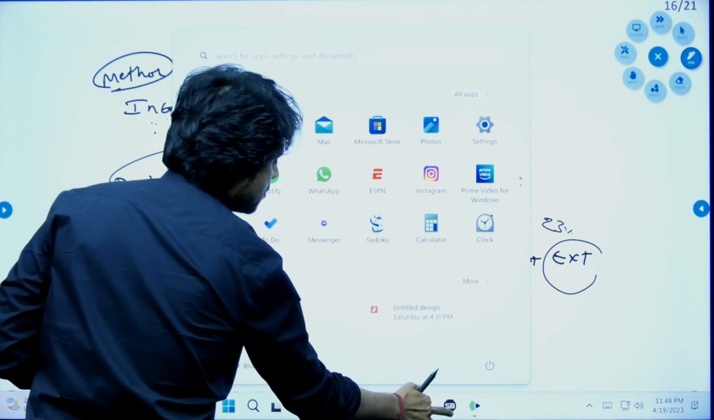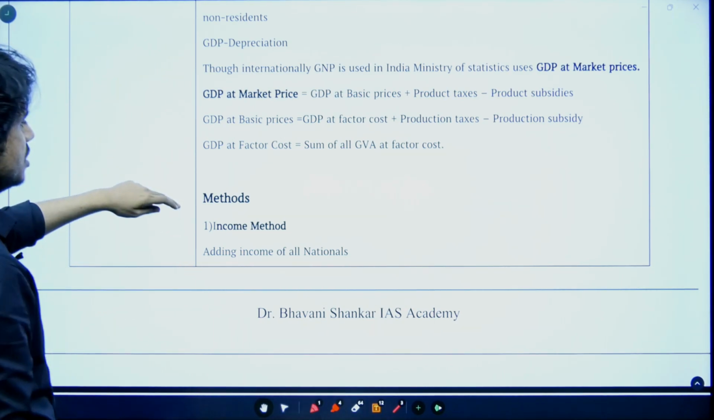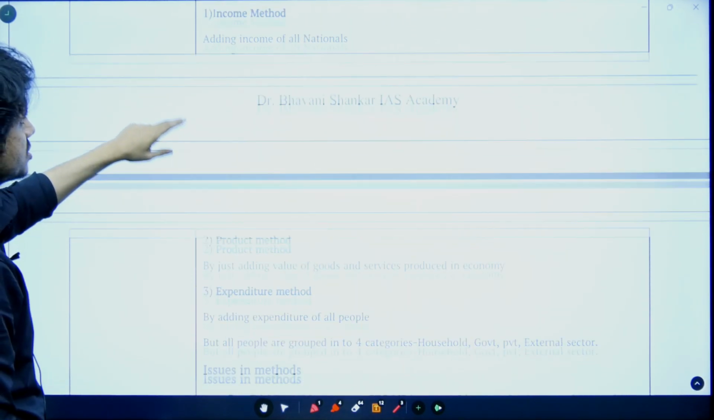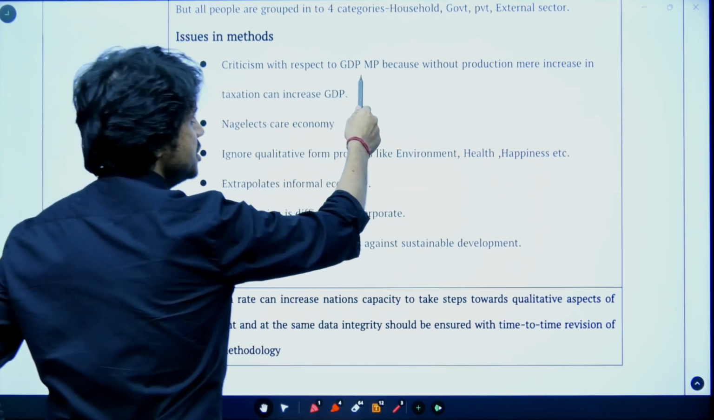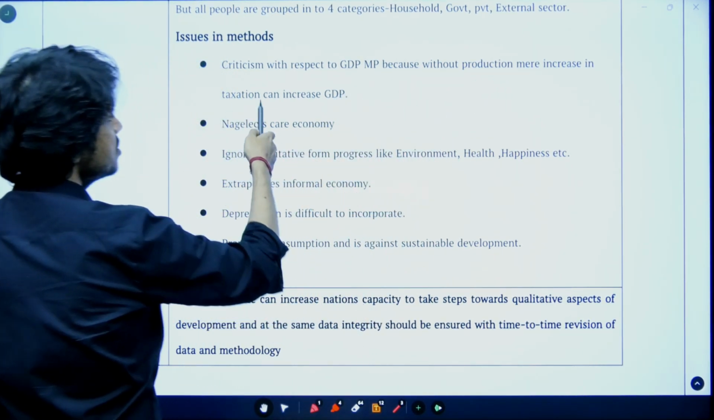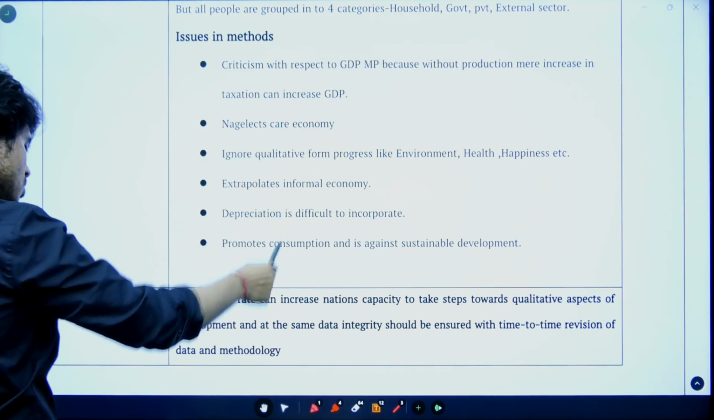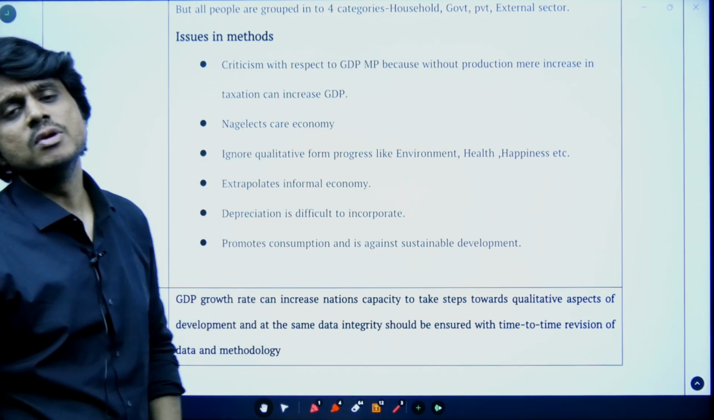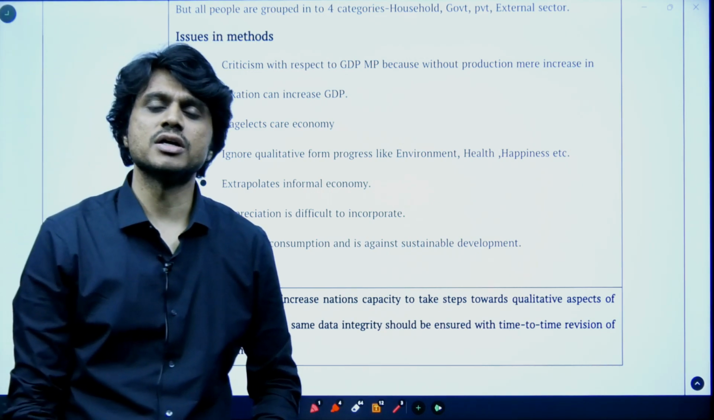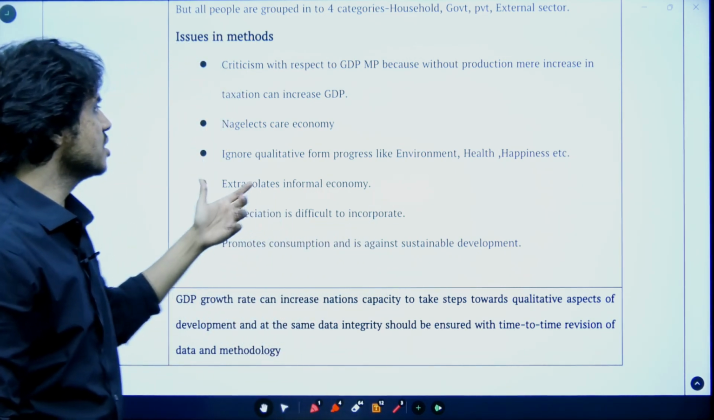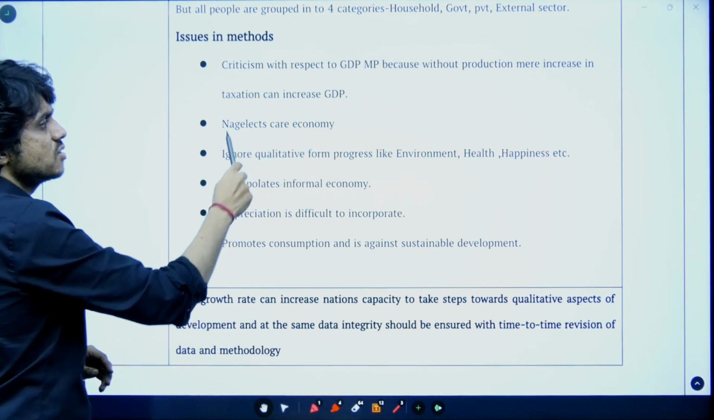Now it becomes very simple for us to understand the issues. We have discussed the concept, we have discussed the methods. Now what are the issues? GDP at market price is being criticized because the taxation effect can happen. Also, women play a role in this economy in terms of taking care of the household and domestic needs, but those things are generally neglected, right? This is the neglect of the care economy.